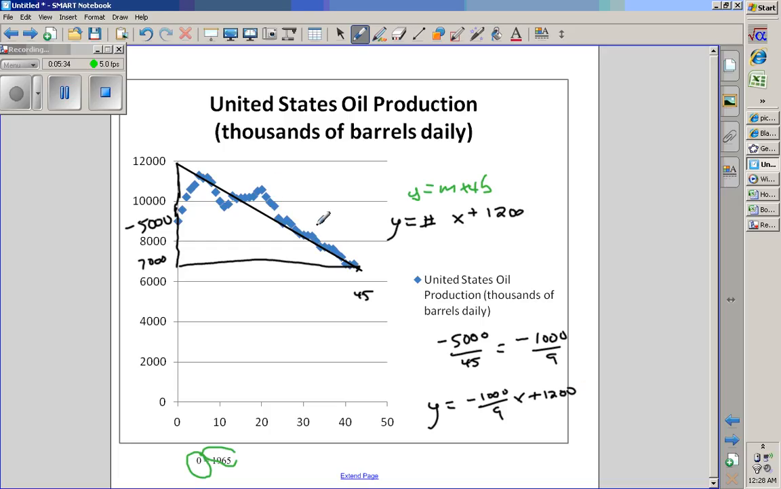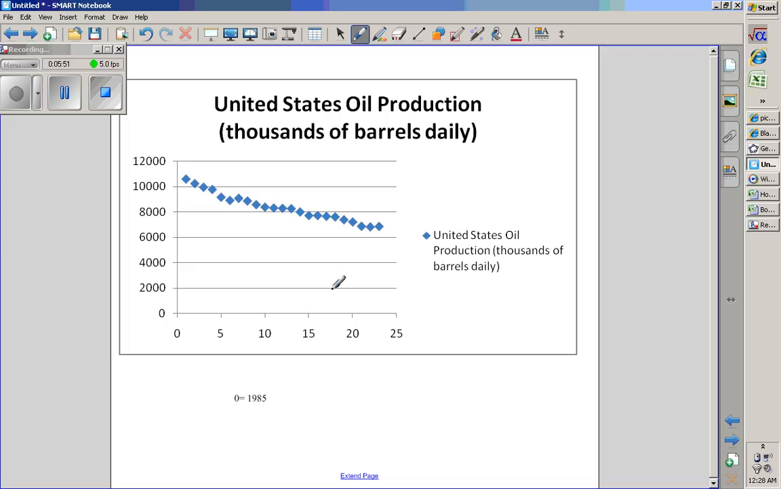Now, sometimes we just care about the information towards the end. I'm not sure what was going on here with all this data to cause it to go up and down, but maybe I only care about the data from here down. So I could create a different graph. Here's my x-axis, here's my y-axis, and notice that here 0 is equal to 1985. So this would be 1985, and this would be 1990.